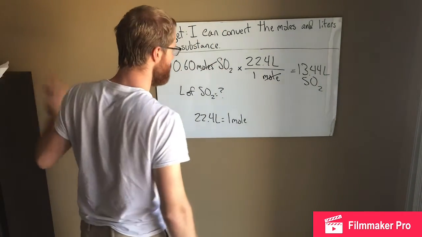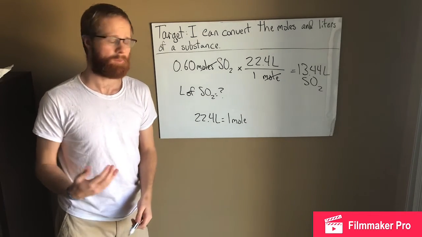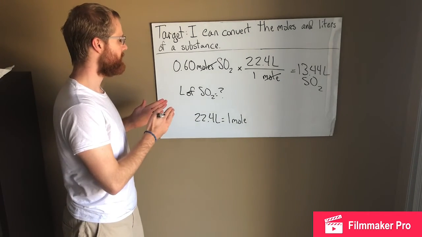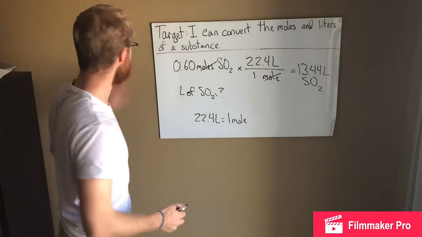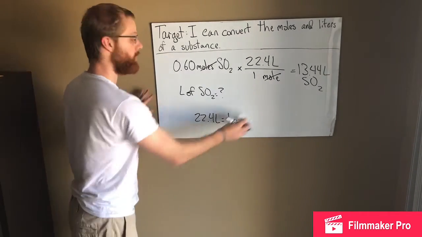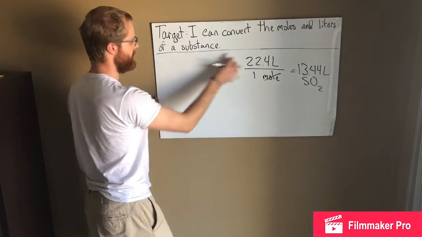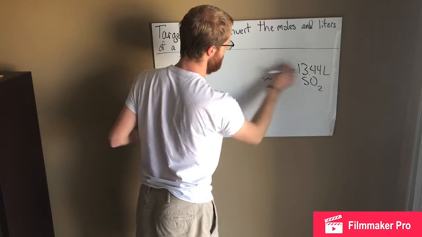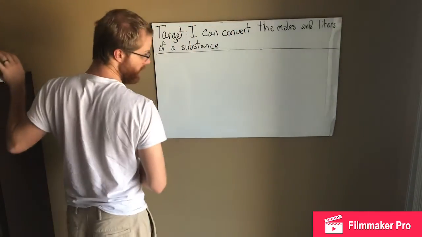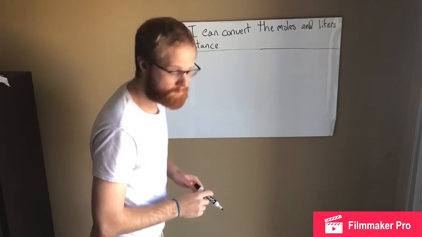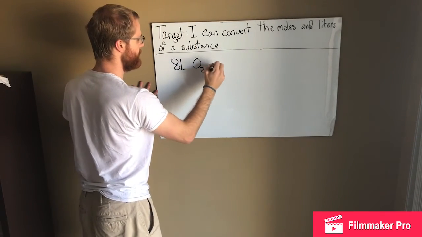Cool. All right. Let's go ahead and talk about the reverse. How do we convert liters of a substance into moles of a substance? Remember, we're assuming that all of the gases we're working with are at standard temperature and pressure. So even though we're going to have a very specific amount of liters, those liters won't change. In this particular practice problem, we've got 8 liters of O2.